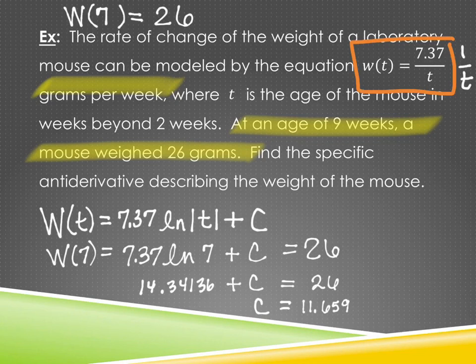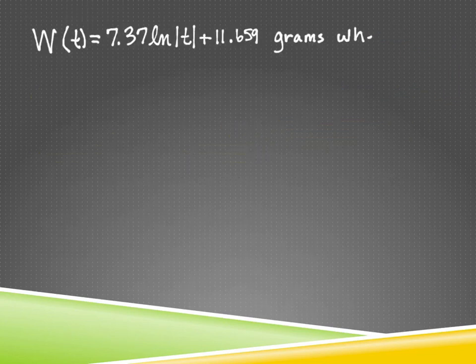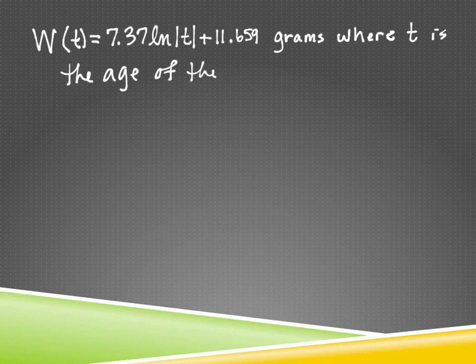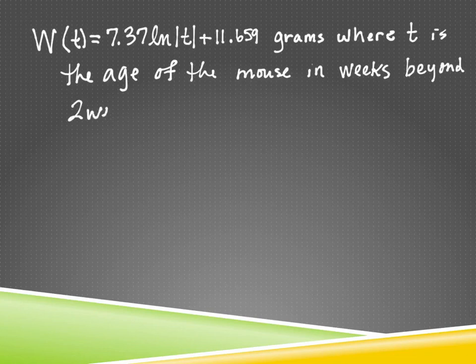It says where T is the age of the mouse in weeks beyond 2 weeks. We get it for free. We could write it down exactly like it already is. Where T is the age of the mouse in weeks beyond 2 weeks. Okay?